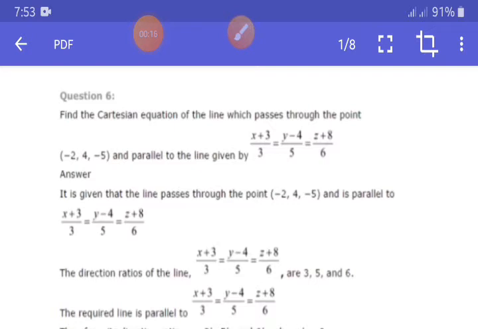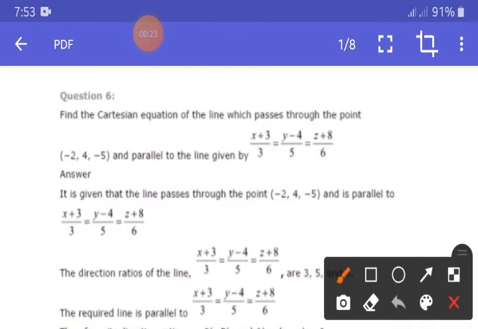Find the equation of the line which passes through the point (-2, 4, -5) and is parallel to the line (x + 3)/3 = (y - 4)/5 = (z + 8)/6. It is given that the line passes through this point and is parallel to this line.